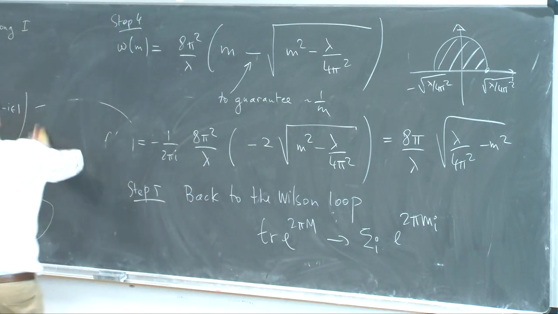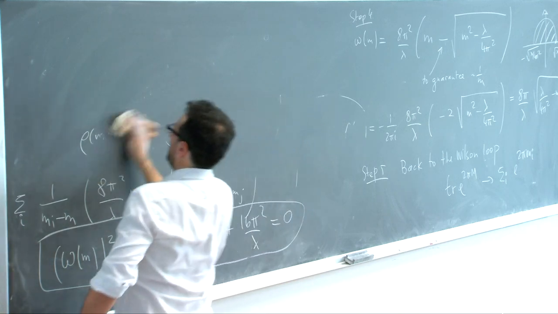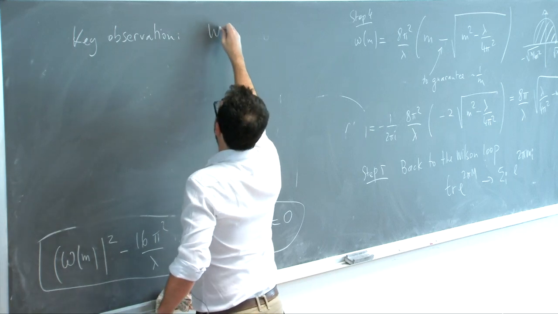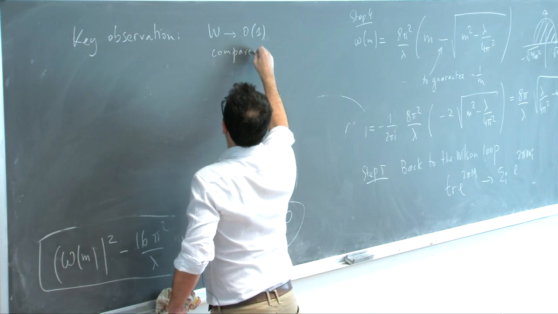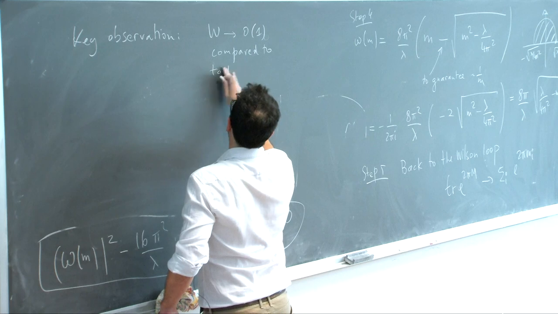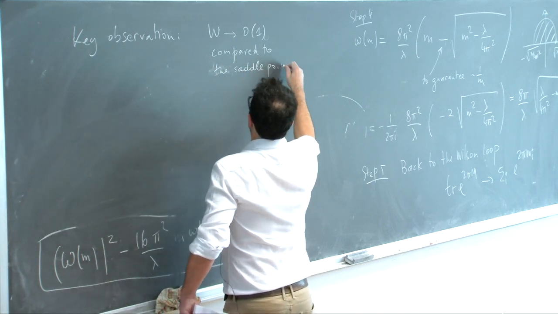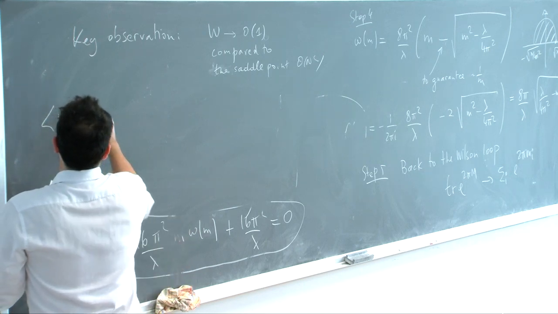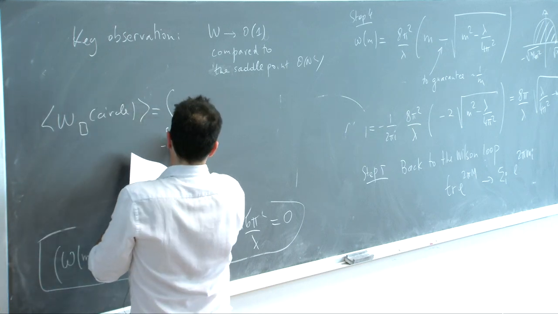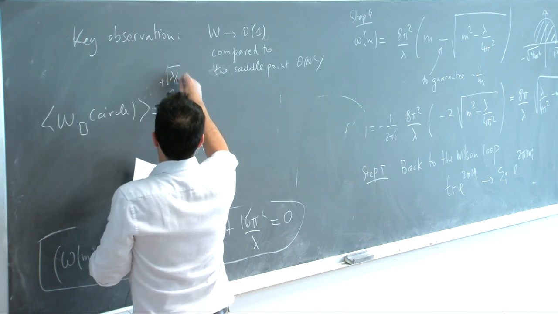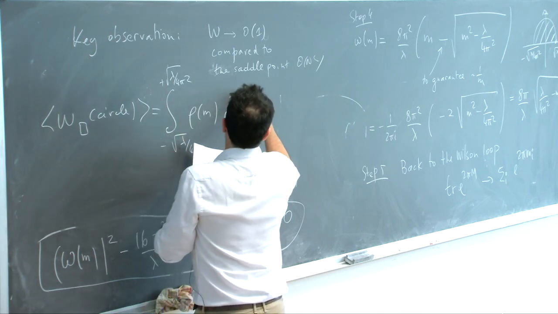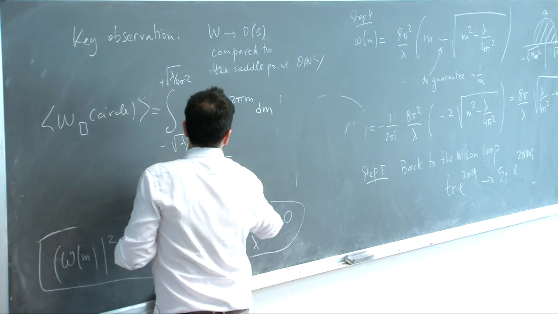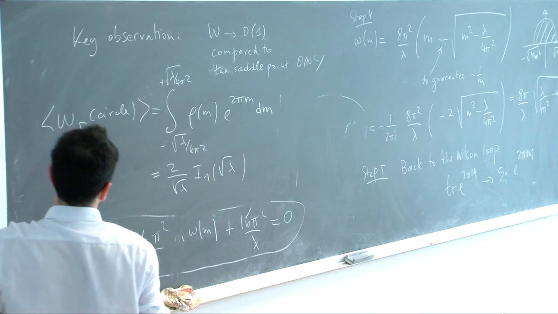Again, the key observation: the Wilson loop is of order 1 compared to the saddle point, that was generated by something order N squared. So we can use the Wigner semicircle law. And so now we have that W circle for the fundamental representation is the integral between minus square root of lambda over 4 pi squared and plus square root of lambda over 4 pi squared of rho of m e to the 2 pi m dm. You plug into Mathematica and you get 2 over square root of lambda I1 of square root of lambda. So you get precisely what we got before. Mathematica does this integral for you.